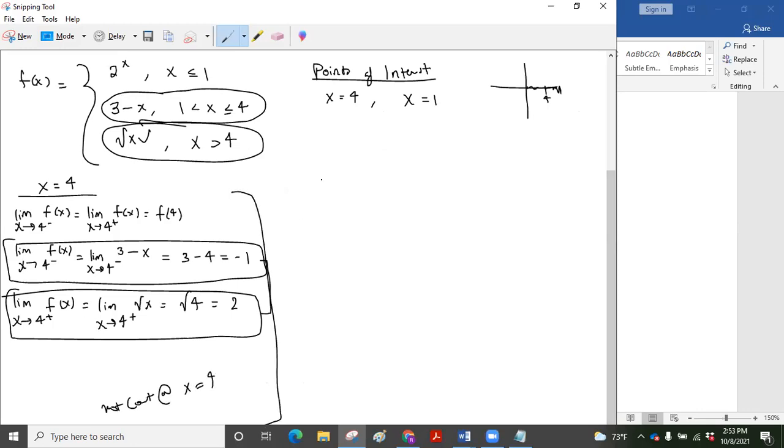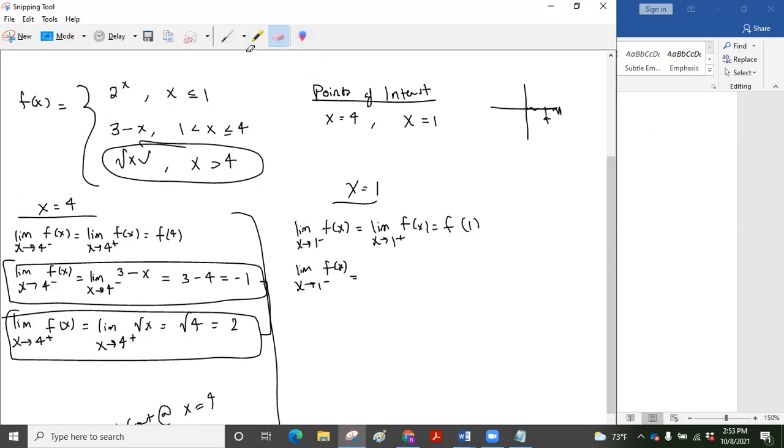Let's see our other point of interest, which is at x equals 1. For it to be continuous at x equals 1, the limit as x approaches 1 from the left of f of x should be equal to the limit as x approaches 1 from the right of f of x, which should be equal to f of 1. So first, let's check the limit as x approaches 1 from the left of f of x. Which function should I use?